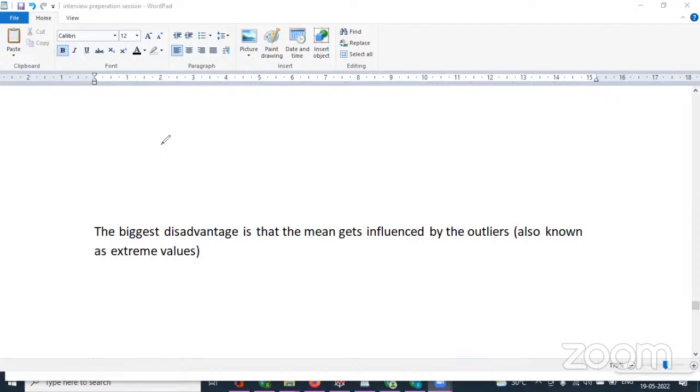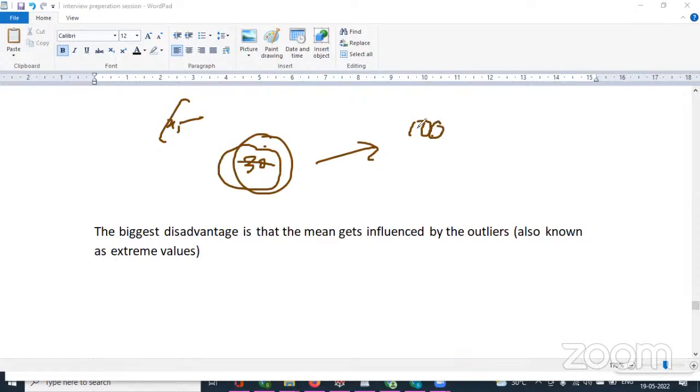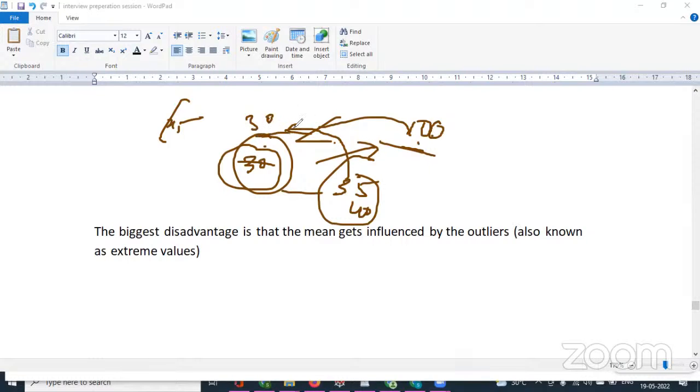So when you have extreme values in your data set, it will definitely affect the mean value. Let's say the mean value is 30 and the extreme value is about 100. When you have just a small data set, like 5 to 6 people, and the actual mean is 30, if one of the values is 100, it will change the mean to 35 or 40. In that case, the main intuition of the data will be affected. That is why we say the mean gets influenced by outliers. That is the biggest disadvantage we have.